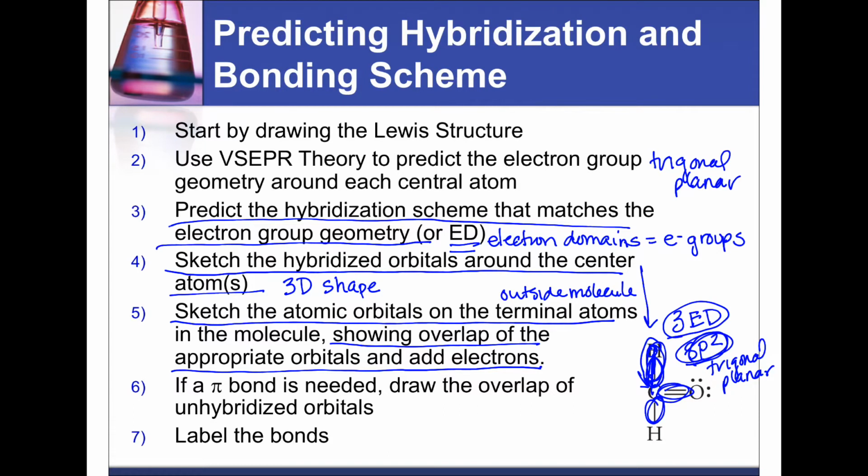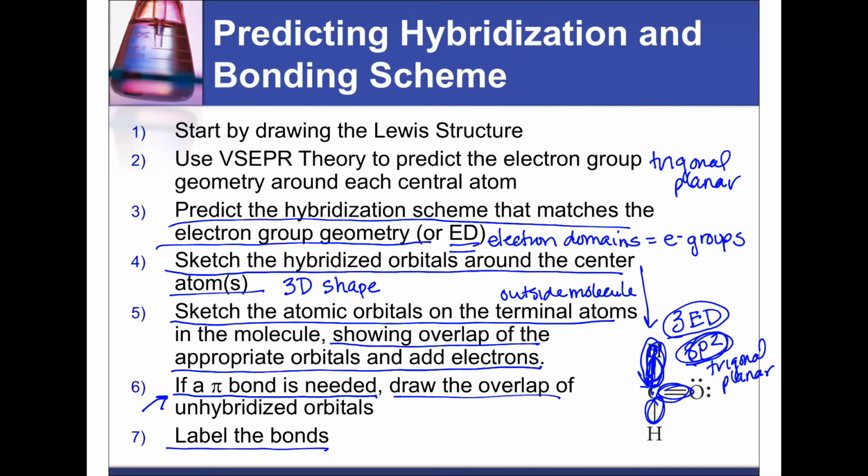And I added this one. If you didn't see me do this one in class, I made this an extra step. If there's a pi bond needed, and we'll talk about how we would know if it was needed, we're going to draw the overlap of unhybridized orbitals. So we'll do that if we need to do it. And the last one is label the bonds.